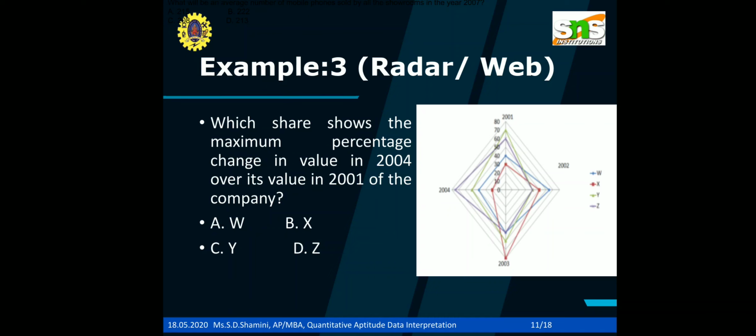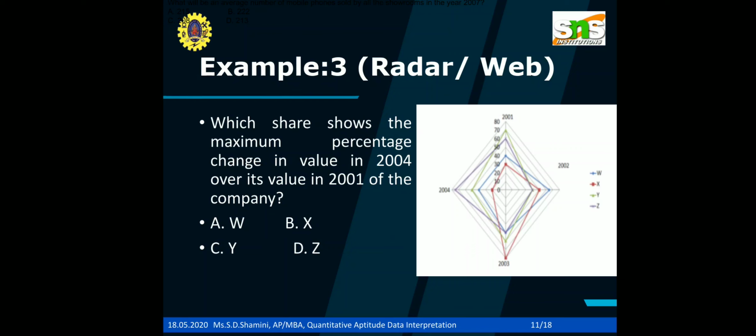Okay, and your next is related to radar or web. ஸோ இது வந்து இந்த மாதிரி ரேடார் இல்லைன்னா ஸ்பைடர் இந்த மாதிரி வெப் மாதிரியான கொஸ்டின்ஸும் கொடுத்துருப்பாங்க. ஸோ இதிலிருந்து யூ மே பி ஆஸ்க் சம் கொஸ்டின்ஸ் லைக் which share shows the maximum percentage change in value in 2004 over its value in 2001 of the company. Option is W, X or Y.